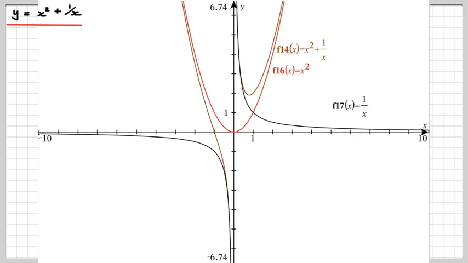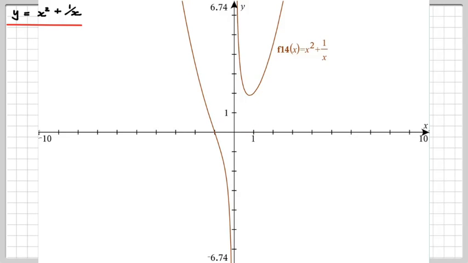Okay, and here's what it looks like without the contributing graphs, right? Weird looking beast, I'd have to say. Wouldn't you agree? But nevertheless beautiful.